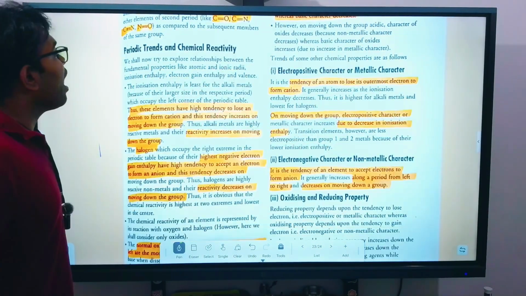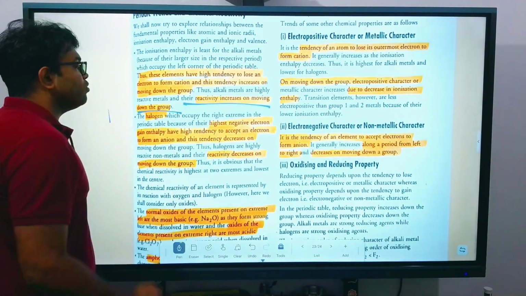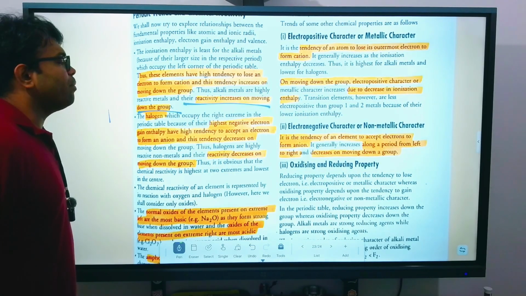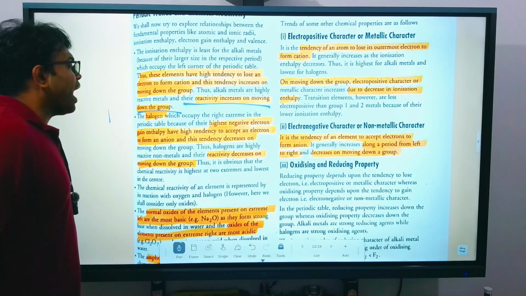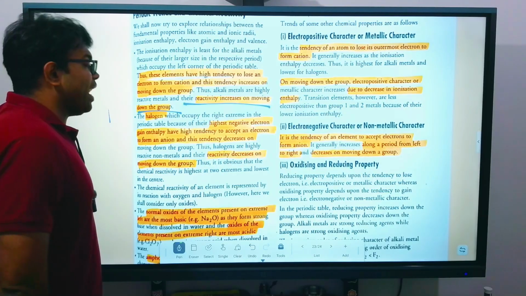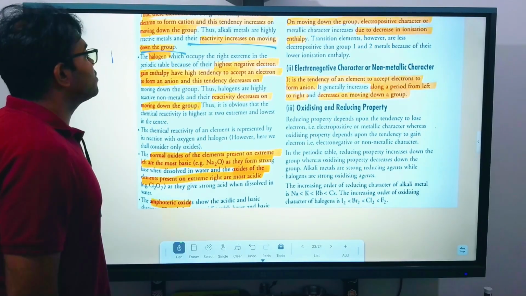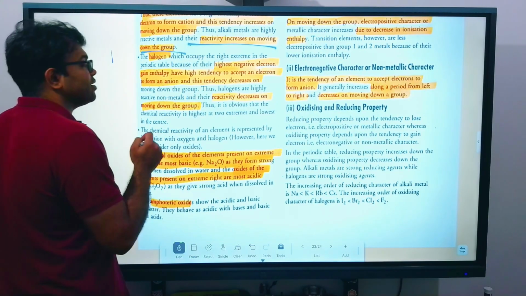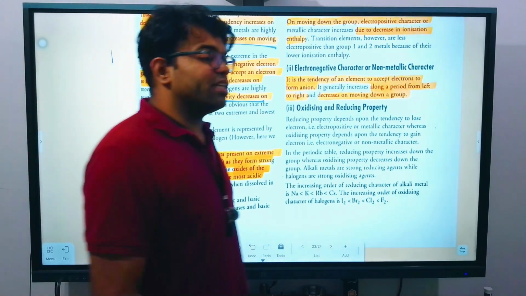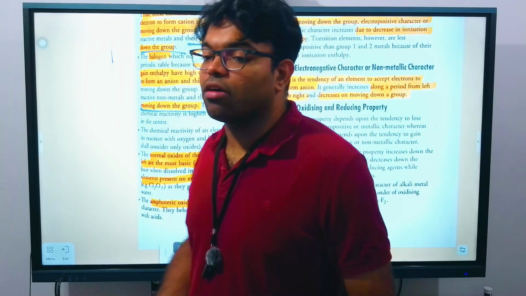Thus, alkali metals are highly reactive metals, and their reactivity increases on moving down the group. The halogens, which occupy the extreme right in the periodic table because of their high electronegativities and electron gain enthalpies, have a high tendency to accept an electron to form an anion, and this tendency decreases on moving down the group. Thus, halogens are highly reactive nonmetals, and their reactivity decreases on moving down the group. So, the ionization enthalpy decreases down the group. The electron gain enthalpy also decreases down the group.